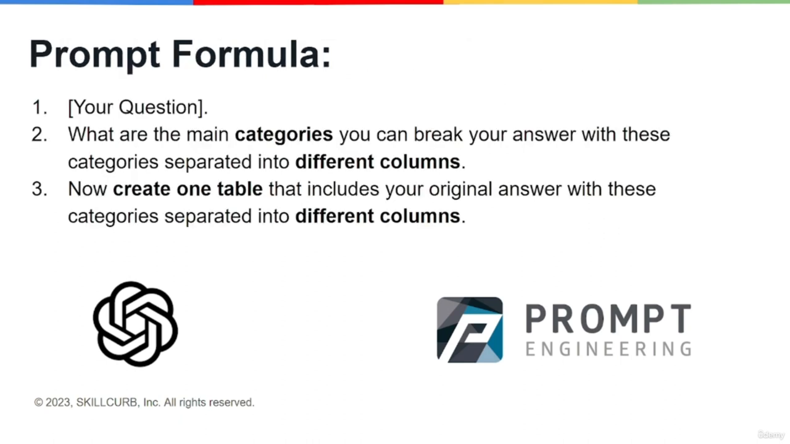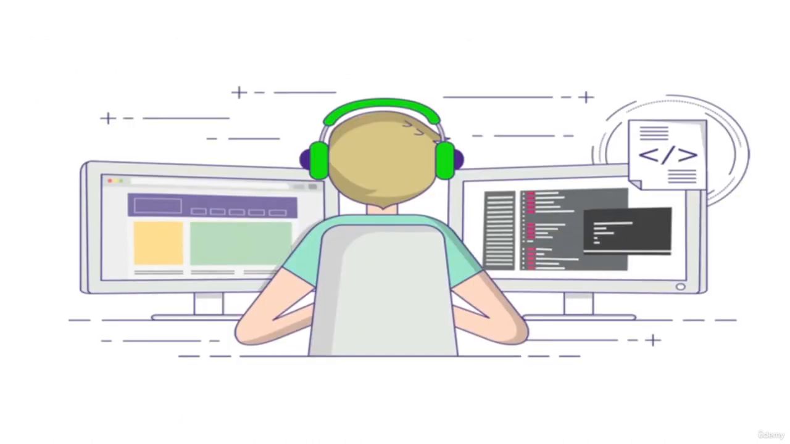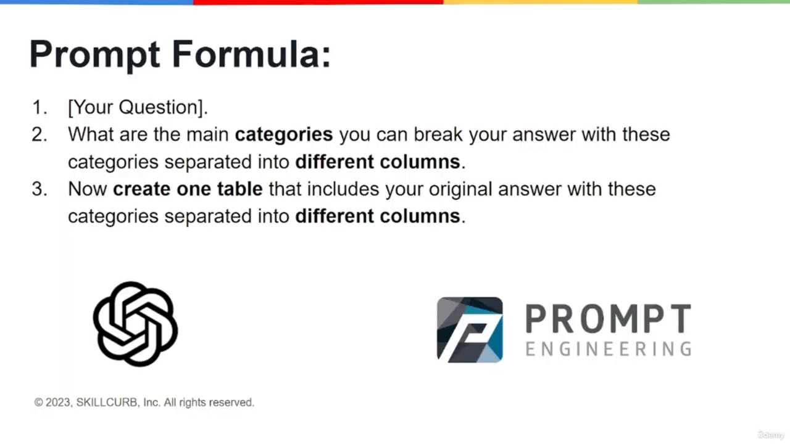So here's what our formula would be. This is actually a multi-step process. We're going to start off with the question. The next prompt you want to use is, what are the different categories you're going to break your answer into for more descriptiveness? And the third one will be, you'll create one single table that includes all your original answer with these new categories separated into different columns.